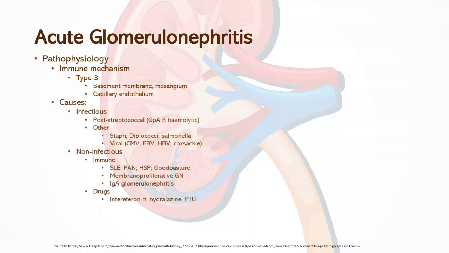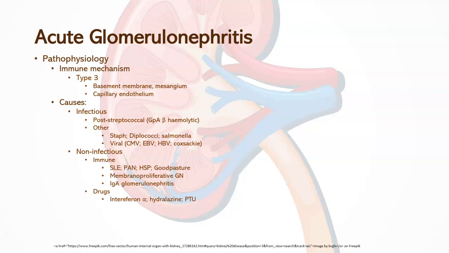There are many causes for glomerulonephritis, but probably the most common is still post-streptococcal glomerulonephritis, caused by infection with group A beta hemolytic strep and affecting mostly children between the ages of 3 and 12 and older persons above the age of 60. However, other infectious agents such as staph, salmonella, and various viral pathogens can also cause glomerulonephritis.